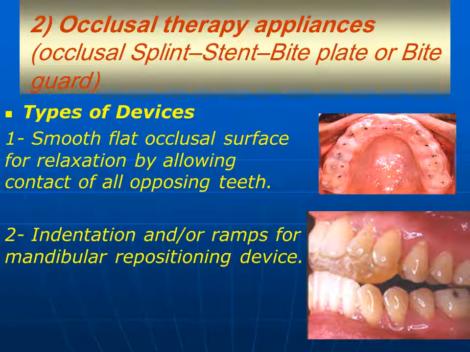We have many types of these appliances. For example, we can use an appliance with a smooth flat occlusal surface for relaxation by allowing contact of all opposing teeth, in which the stent is totally flat.